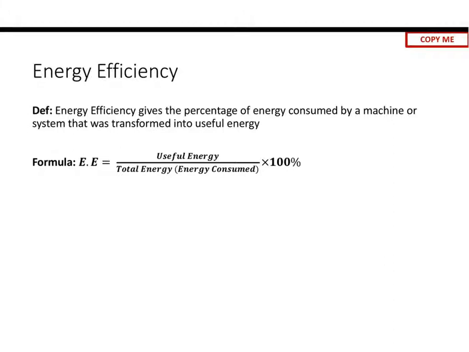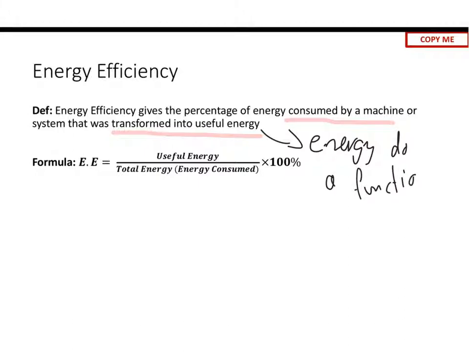So the key thing is we're looking at how much is consumed by the machine or system that was transformed into useful energy. When we're talking about useful energy, we mean energy that can be used to do a function. So, for instance, if we're talking about a light bulb, the useful energy would be the energy that the light bulb transforms into light.